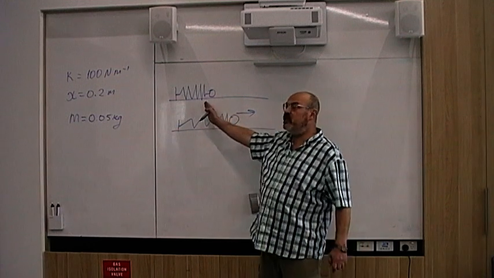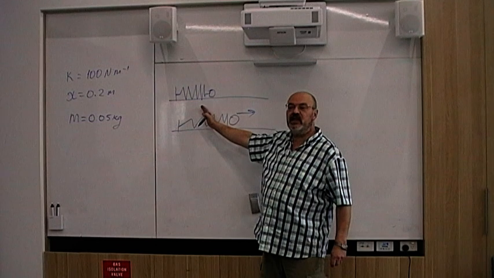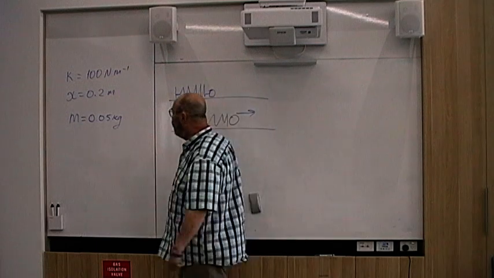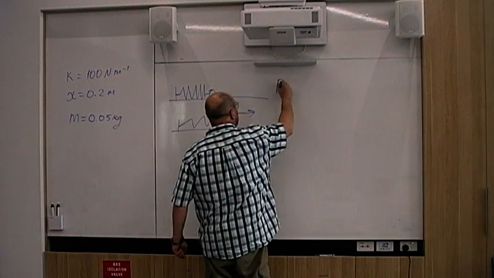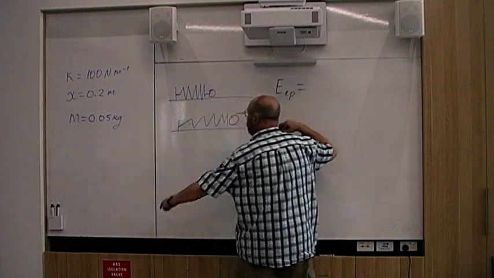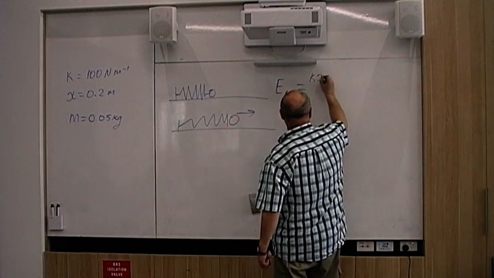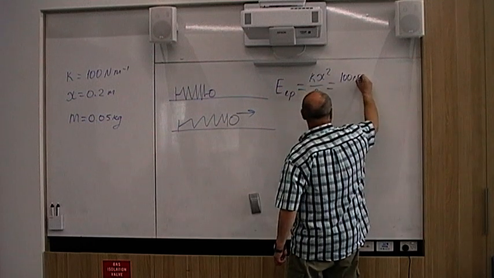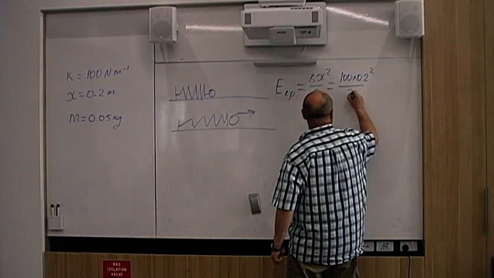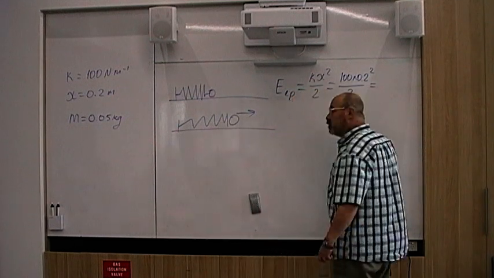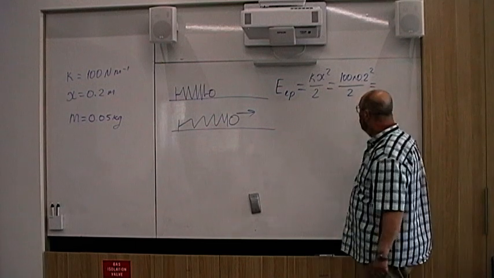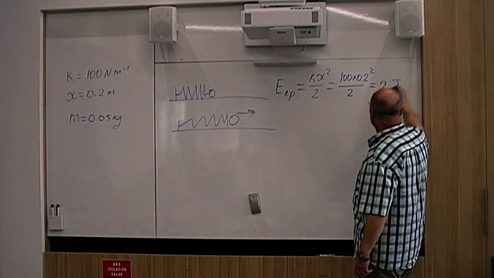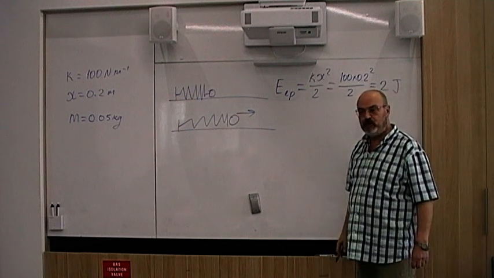What energy does the system have when it's compressed? What type of energy will it have? Elastic potential energy, which equals kx squared on 2. So here we have elastic potential energy equal to kx squared on 2, equal to 100 times 0.2 squared divided by 2. What does that equal? That will be 0.04 times 100 divided by 2, which equals 2 joules.